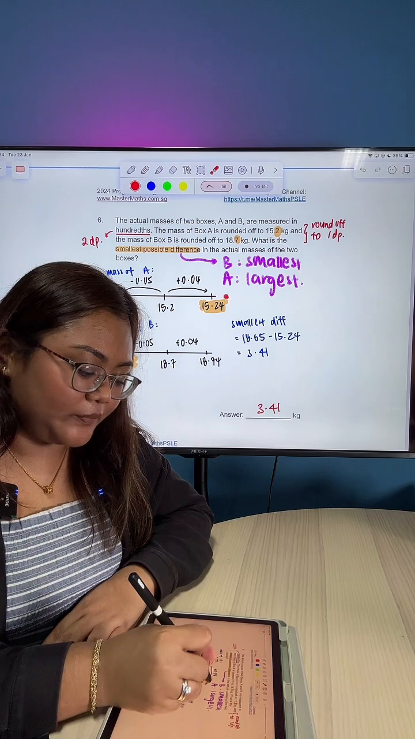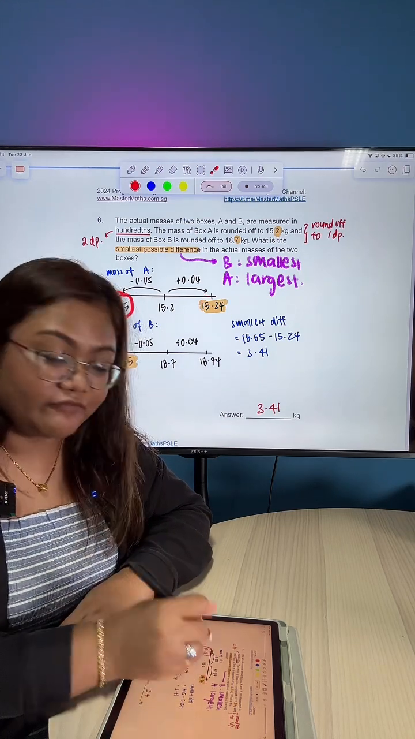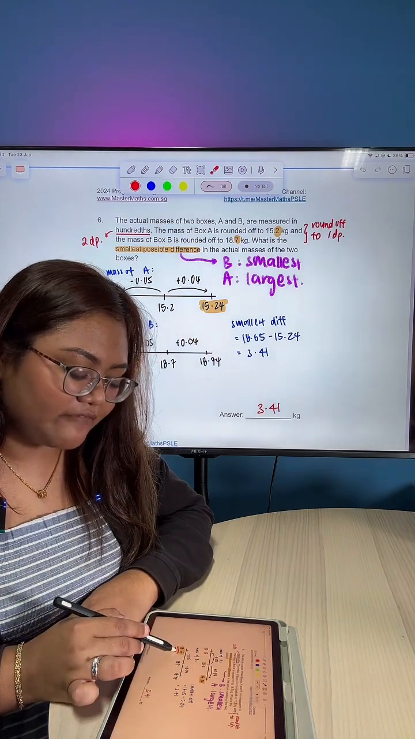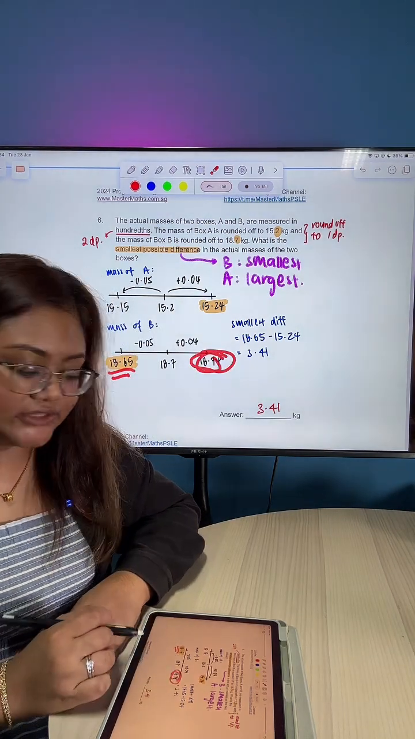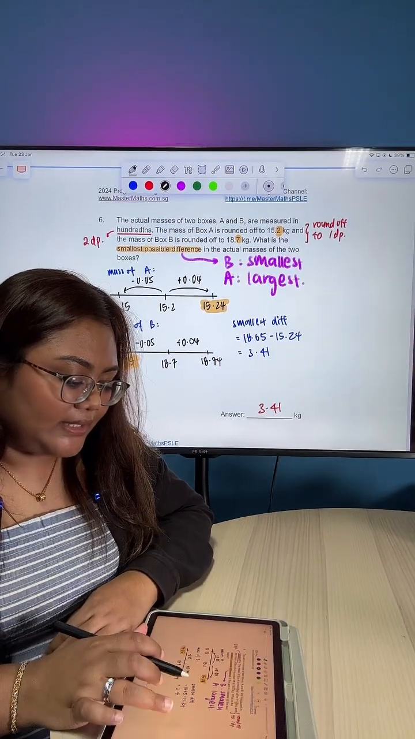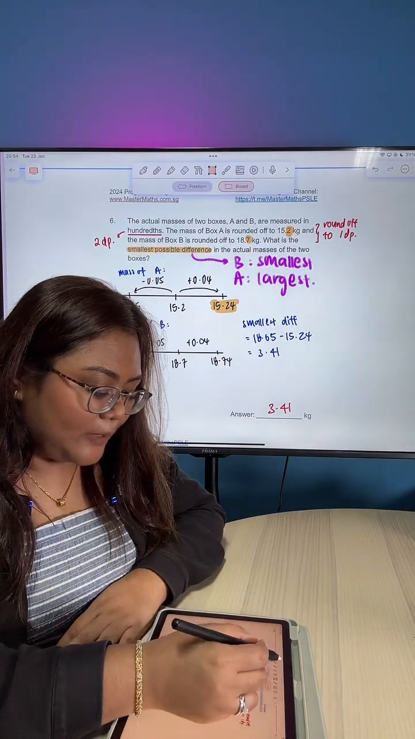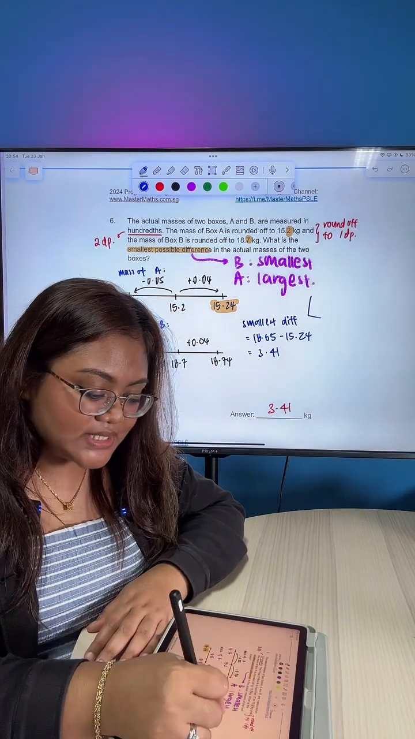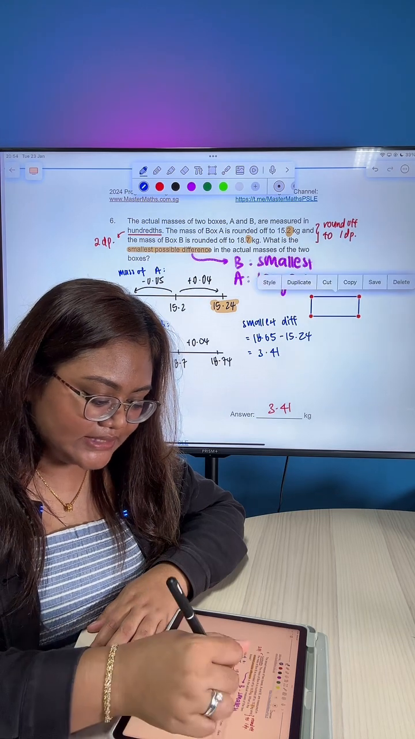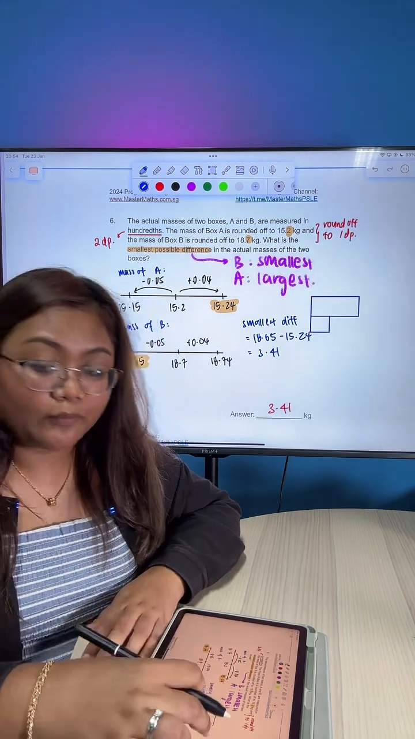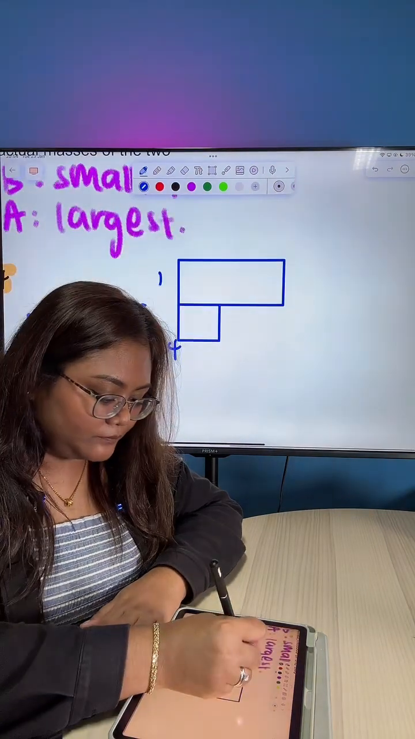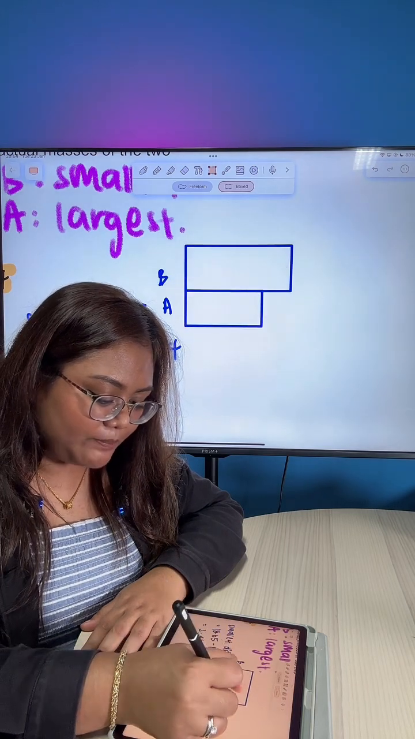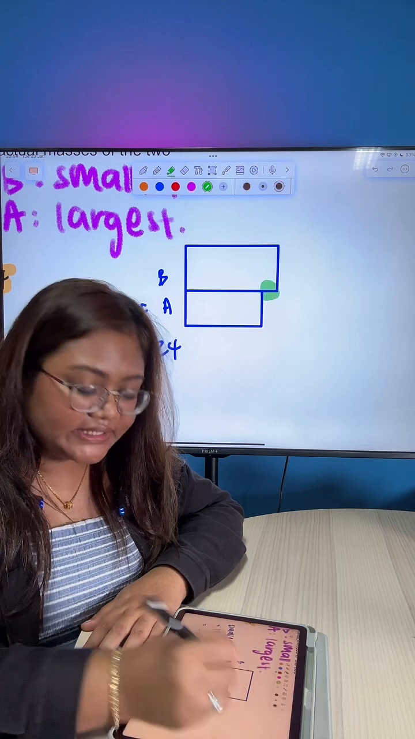Okay, so the largest possible is 15.24, the smallest possible is 15.15. In the same manner, I can do the same thing for mass of B also. I will get 18.65 as the smallest, 18.74 as the largest. Okay? Then since I want the smallest possible difference, now B is the bigger one. So if I want B, the bigger one, and A, the smaller mass, if I want their difference to be small, A must be very, very big, and B must be very, very small, so that the difference here is very tiny.